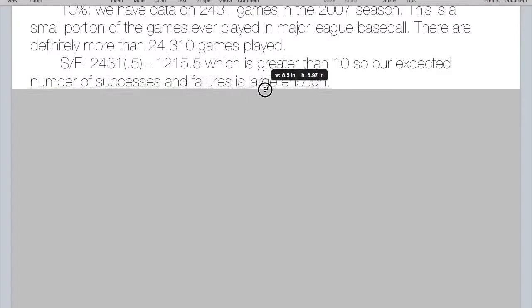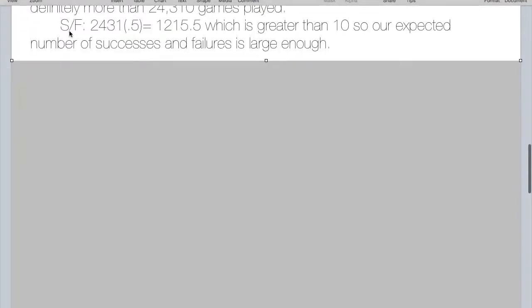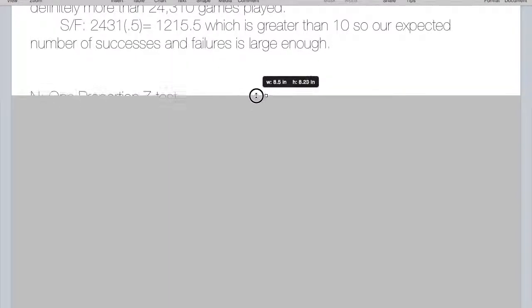And lastly, we have successes and failures. We can say 2431 times 0.5. I didn't actually write it both ways because it would have been the same number, so it would have been redundant. So we have 1,215.5, and you can leave that as a decimal, which doesn't matter because it's well over 10 for our successes and failures. That means the sample is large enough for me to use the significance test and use a normal probability to find all the numbers and probabilities that we're going to try to find.